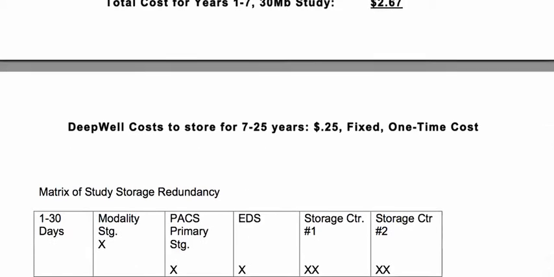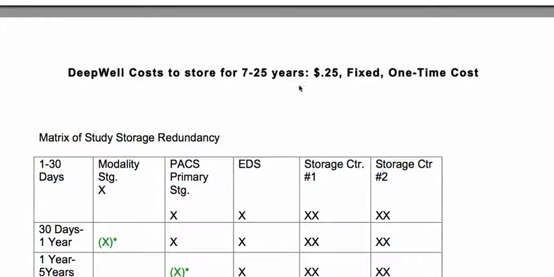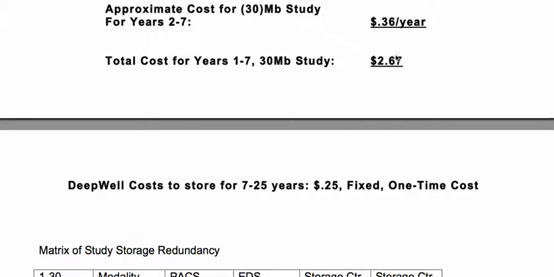Using our cloud-based technology at Deepwell Archival Services, you're looking at, in this case, 25 cents for that 30 meg study. For 7 years, 10 years, 15 years, 20 years, the retention period is insignificant to us. You pay a one-time ingestion fee for that study. No hidden fees, no retrieval fees, no hidden costs to the end user imaging organization whatsoever. So we have 25 cents versus $2.67 for an internally owned and managed storage environment.